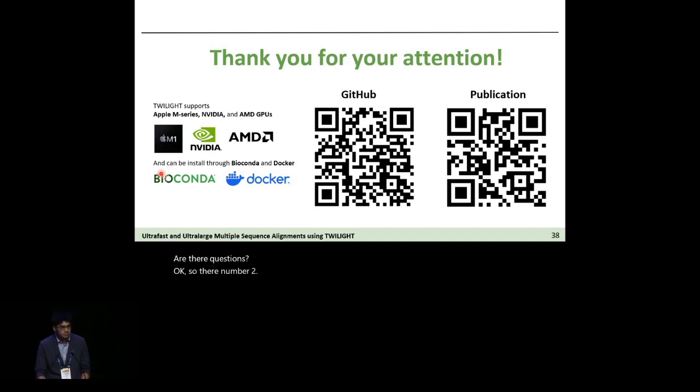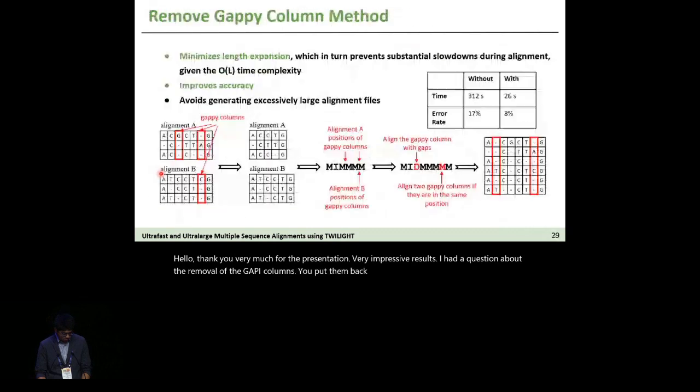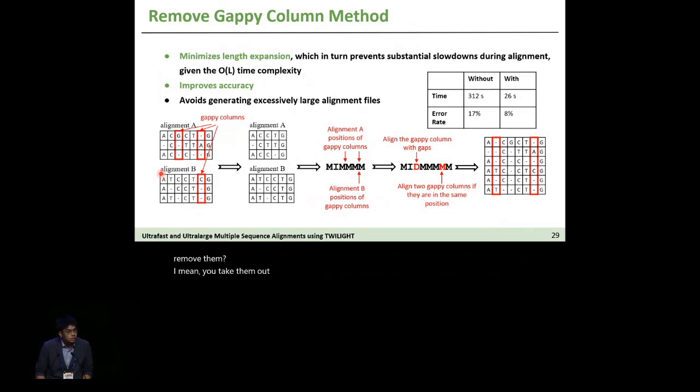Hello. Thank you very much for the presentation. Very impressive results. I had a question about the removal of the gappy columns. You put them back afterwards. This seems very smart, but do you have theoretical guarantees that this still produces the same alignment as if you didn't remove them? I mean, you take them out, then you align, then you put them back in.